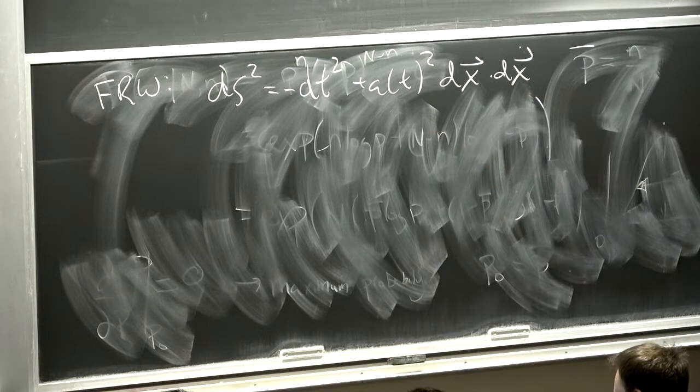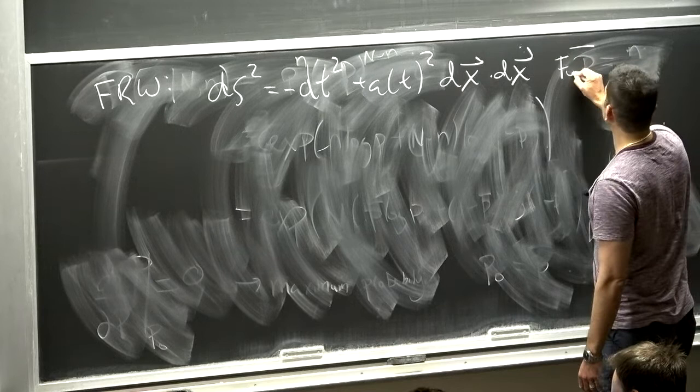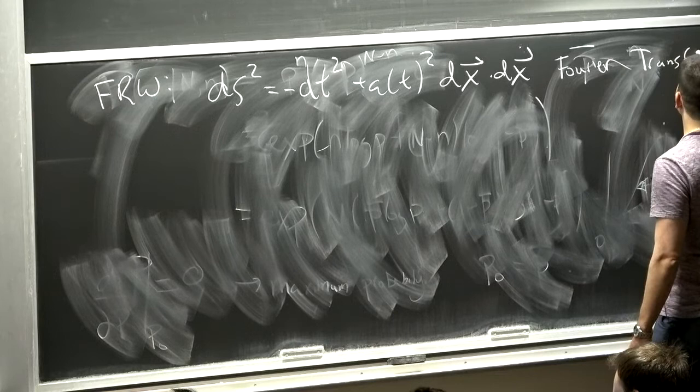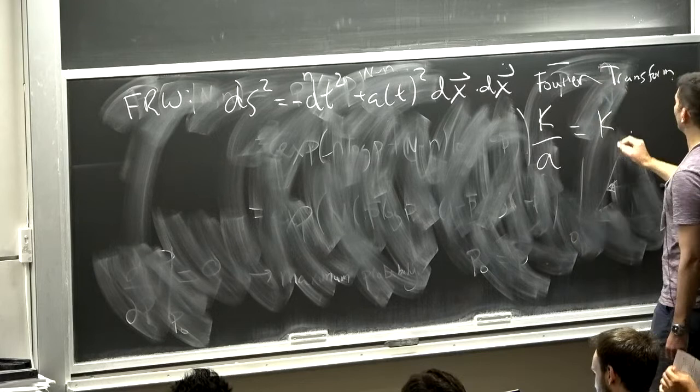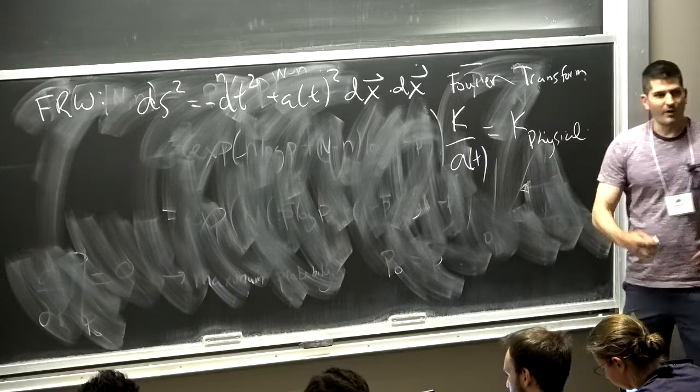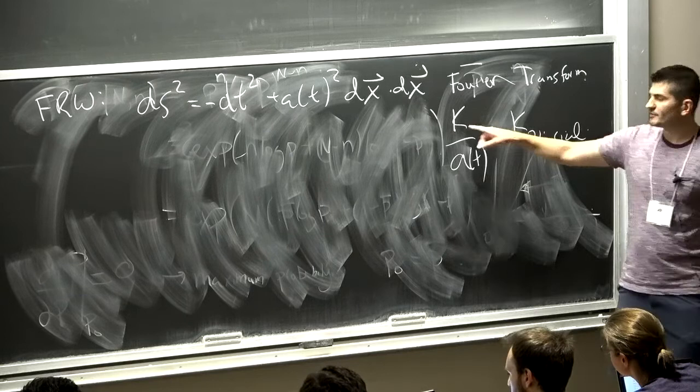The important thing to remember is that physical distances are a combination of A and x, or in the case of a Fourier transform, and we're going to Fourier transform so much, I'm just going to say it up front, that k over A is the physical wave number. Okay, so waves get stretched by the expansion of the universe. So if you want to talk about a physical length scale, it always comes in the form k over A.